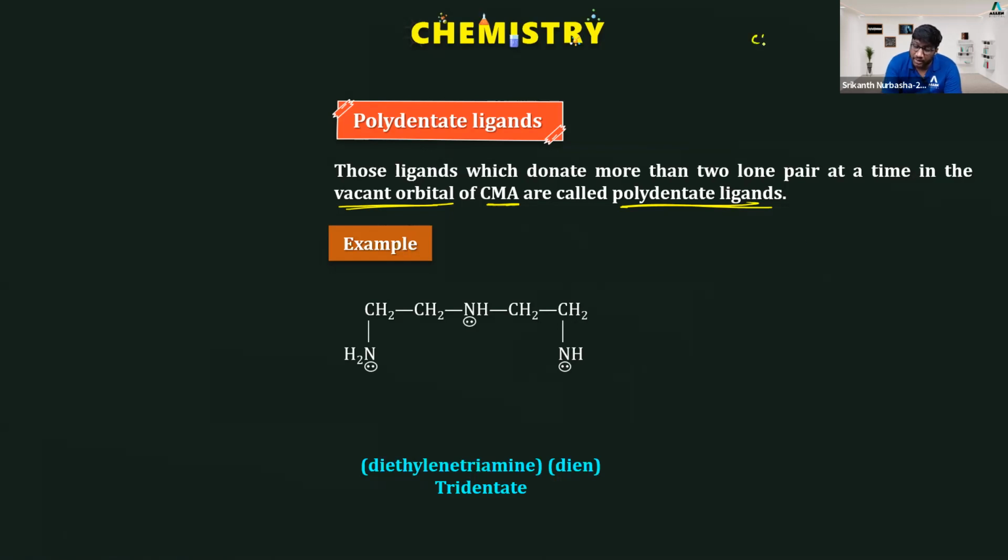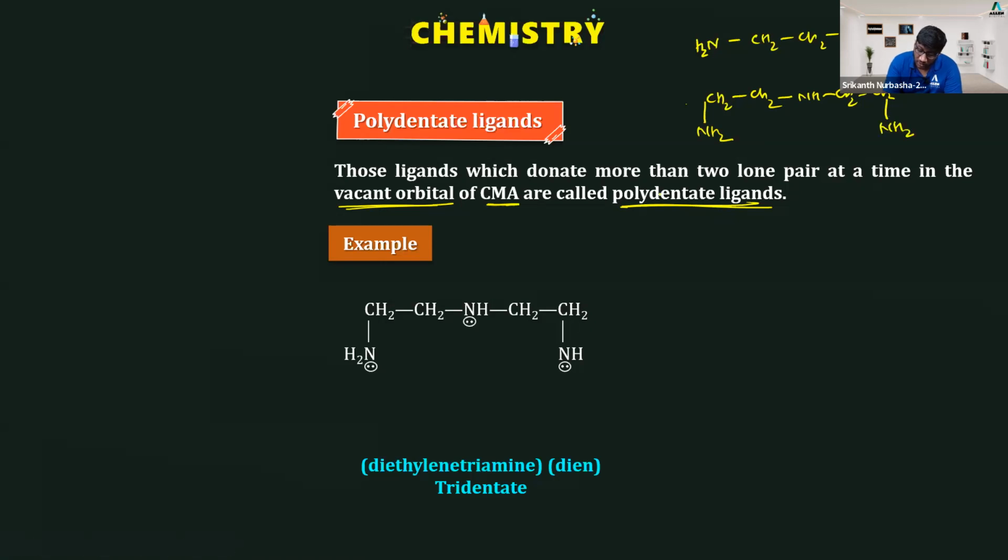Ethylene diamine, how have we written it? Ethylene CH2, CH2 double bond CH2, we have connected to NH2 groups and replaced the double bond. We have taken out the double bond. This is nothing but ethylene diamine. Diethylene triamine. So we have 2 ethylene groups, CH2, CH2, CH2, CH2. These 2 are connected with NH and these 2 are connected with NH2.